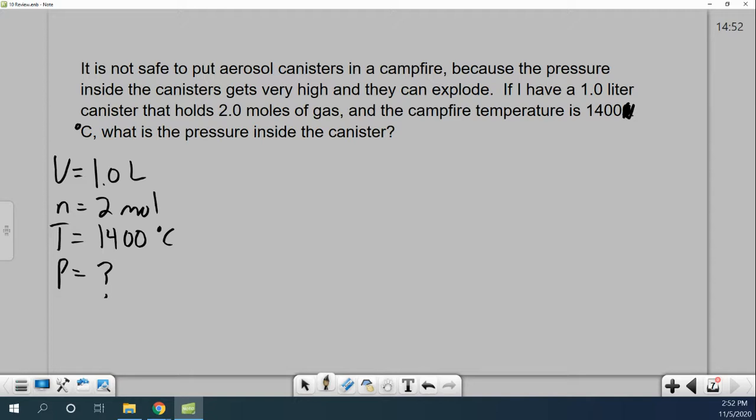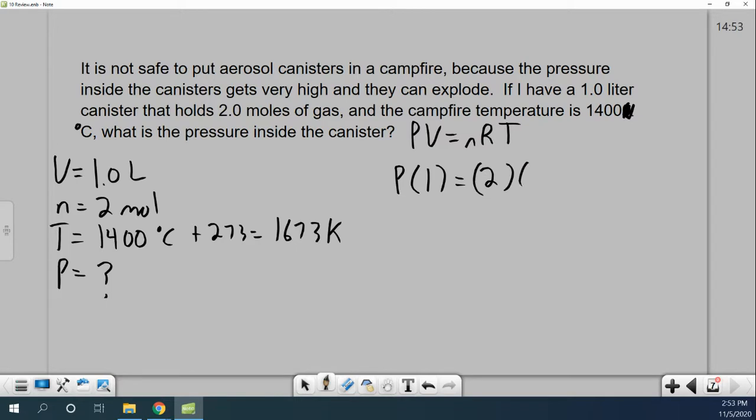What is the pressure? Well, first of all, liters, I'm good. Moles, I'm good. Celsius, not good. 1400 plus 273. So I'm at 1673 Kelvin. All right. Ideal gas law time. P equals nRT. Pressure, I don't know. Volume is 1. So far, so good. Number of moles. Ideal gas constant. And temperature.